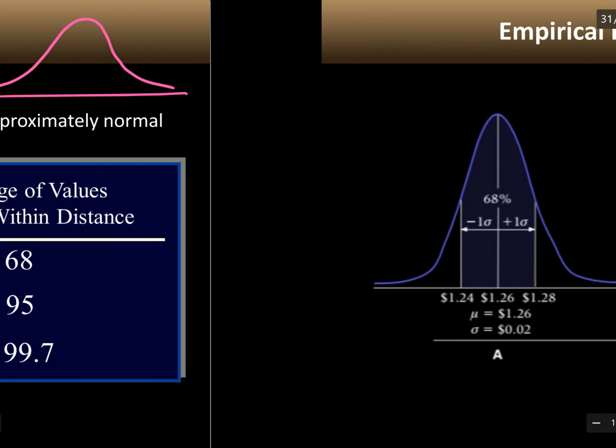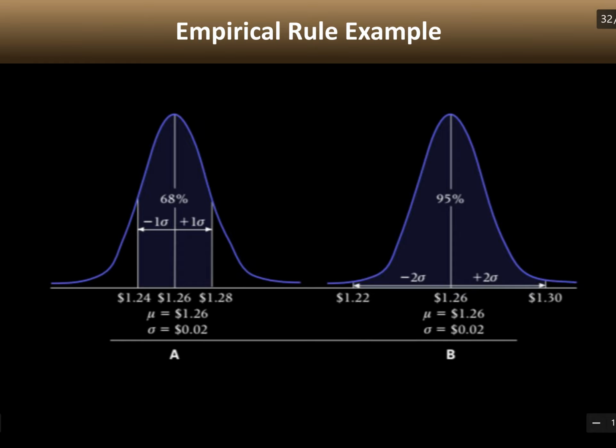So to look at a picture, see what that looks like. This first bell-shaped curve is the normal distribution, and if you look at the mean, let's say the mean is $1.26, and you have a standard deviation of 2 cents, then the distance above the mean would be $1.26 plus 2 cents, which gives us $1.28.